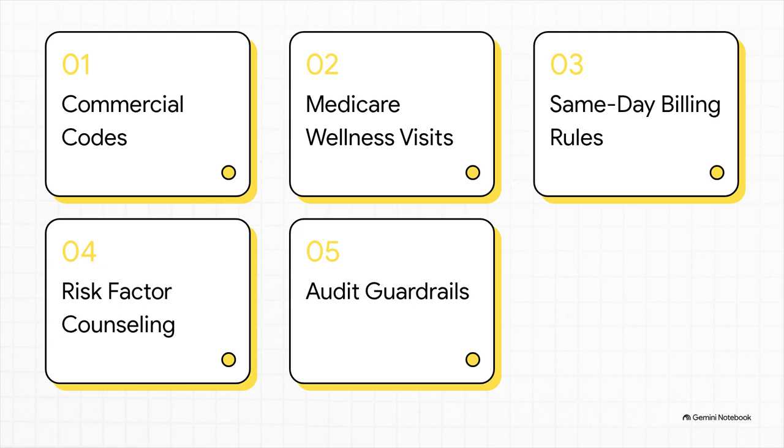Okay, let's dive right into this. Today's roadmap covers commercial preventative medicine codes, decoding Medicare wellness visits, same-day dual billing rules, preventive risk factor counseling, and finally, audit guardrails and compliance.